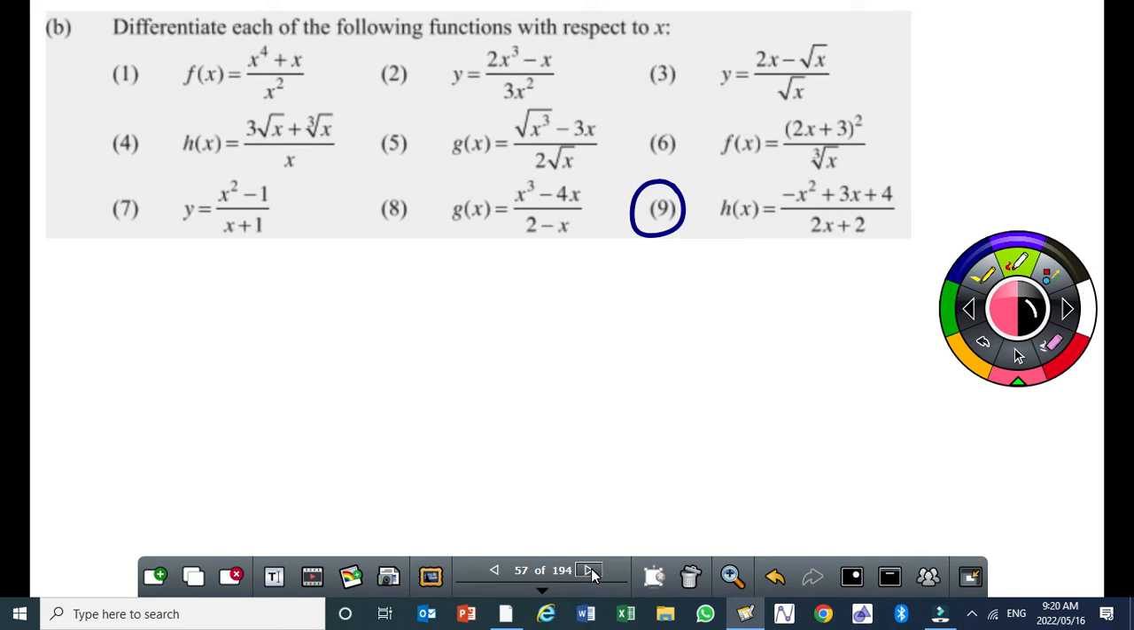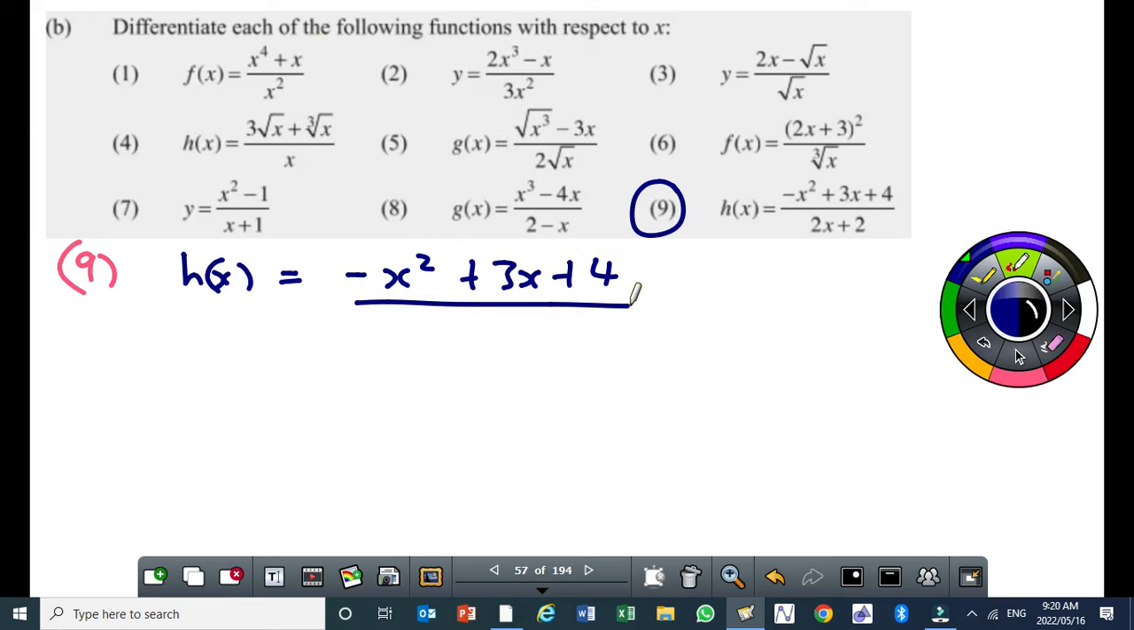All right, then the next question was number 9. Number 9, we're given h of x is equal to minus x squared plus 3x plus 4, all over 2x plus 2. Now, it's very important, can you pay attention? It's very important for you to know that some questions on finding the derivative using rules require you to factorize. There is no need to have an increase in heartbeat to see a question like this.